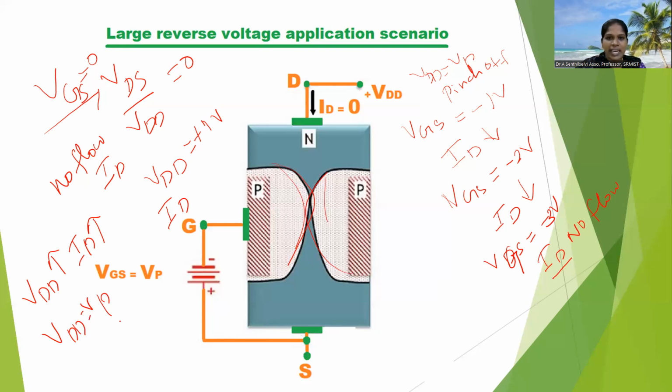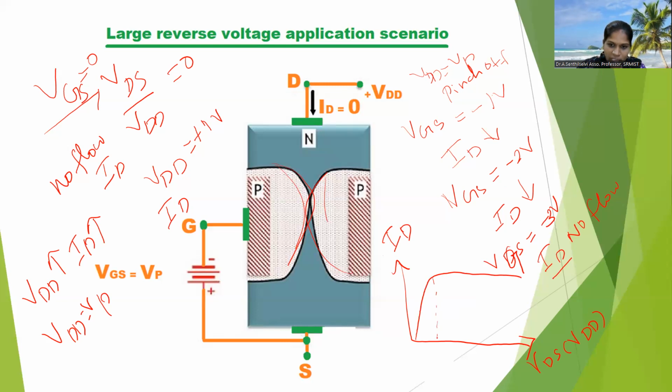If you plot the characteristic curve between the output voltage, what is the output voltage here? VDS or VDD, and the output current ID, see here: as we increase the VDS value, at one particular value the ID value is saturated and maintained constant. That value is called VP. This is with VGS equal to 0.